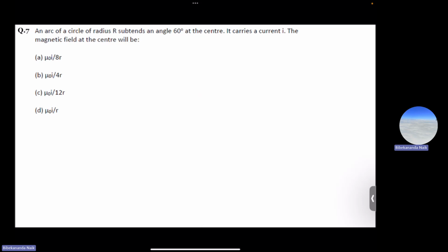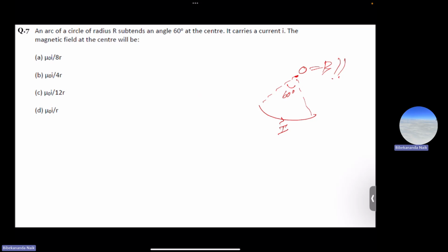So there is an arc. So this is the arc, and this is 60 degree, and it carries current I. So current I it is carrying. Then the magnetic field at the center. So the magnetic field at the center of this is O. What will be the value of magnetic field at O?